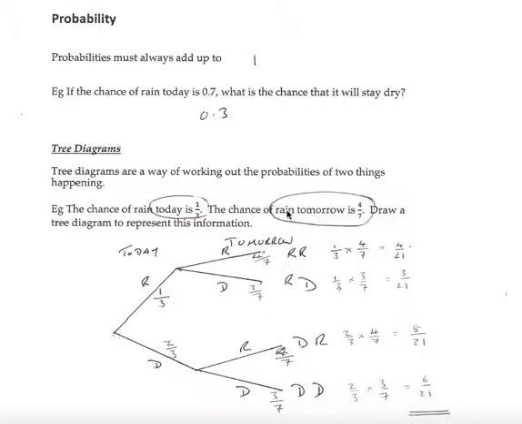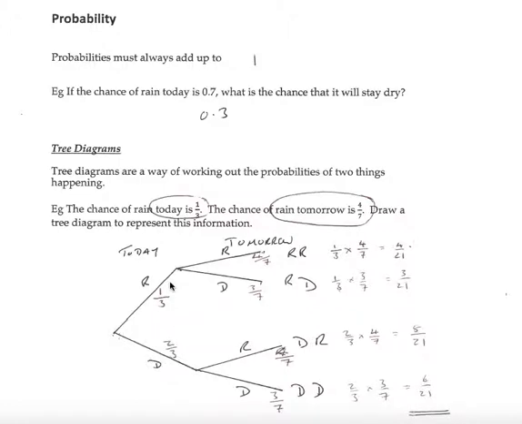And in the question, it tells me that the chance of rain tomorrow is 4/7. So tomorrow, the chance of a rainy day is 4/7, regardless of whether that follows a dry day today or a wet day today. So if it was rainy today, the chance of rain tomorrow is 4/7. If it was dry today, the chance of rain tomorrow is 4/7. And because the probabilities from a particular point must add up to 1, if the chance of rain tomorrow is 4/7, the chance that it's dry tomorrow must be 3/7.